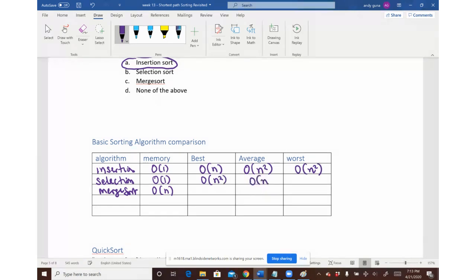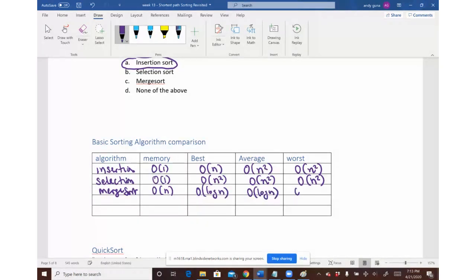Because in selection sort, if you recall, you have to find the min or max and do an exchange. And you have to do that n times. So if you find the min, which takes n time, and do that n times, you're always going to do n squared time.